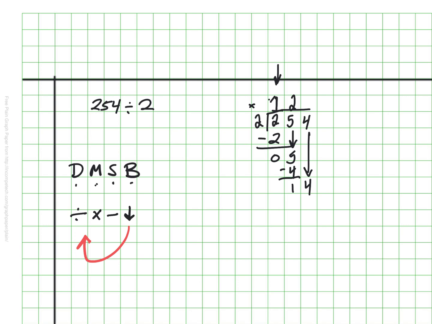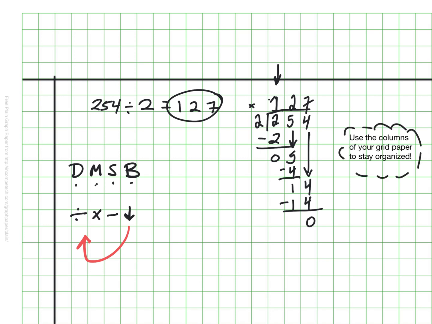How many times does 2 go into 14 now? 14 divided by 2 is 7. So I would have 7 times 2 would be my multiply. I would subtract, and here's how I know I'm done. There's nothing left over, and there's nothing left to bring down. The quotient is 127. And notice that I really used my columns here to help me stay organized.